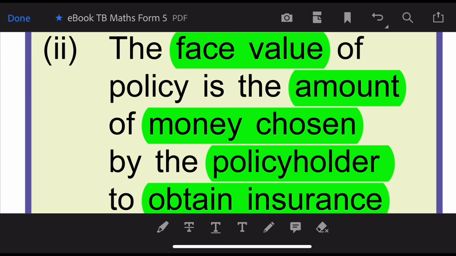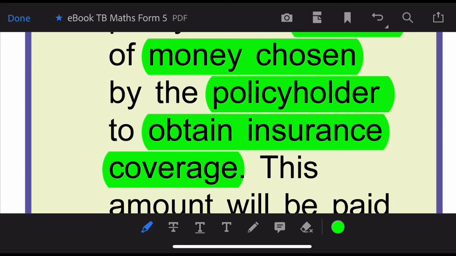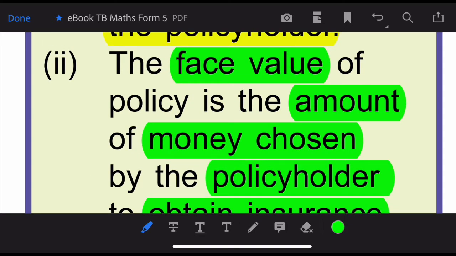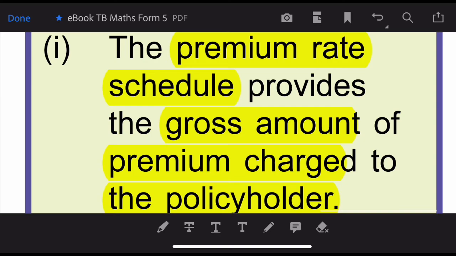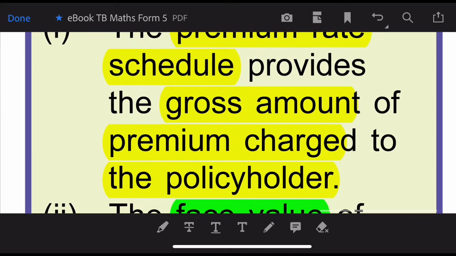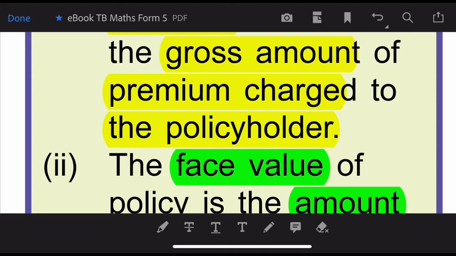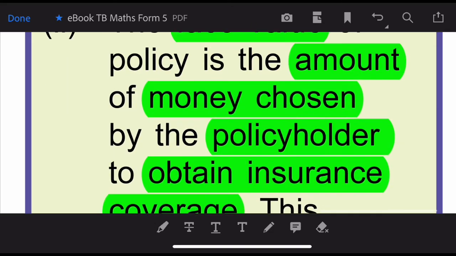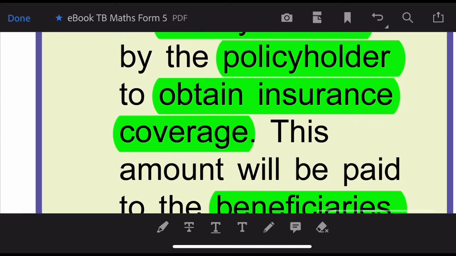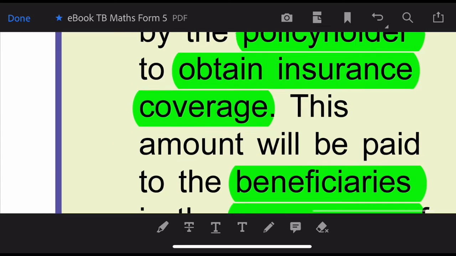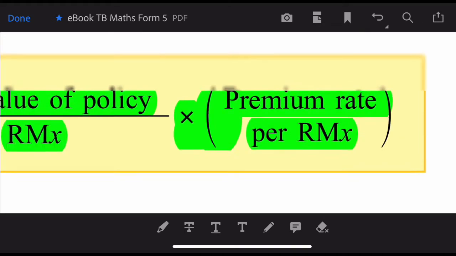So again, the face value of a policy is the amount of money chosen by the policyholder to obtain insurance coverage. So it's not a fixed amount. It depends on how much the policyholder wants to choose. That's the so-called face value. So I have explained what premium rate schedule means. Again, the premium rate schedule provides the gross amount of premium charged to the policyholder, and face value is the amount of money chosen by the policyholder to obtain insurance coverage. That's all for today.